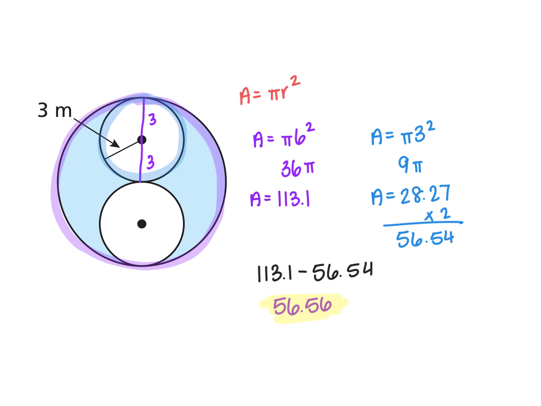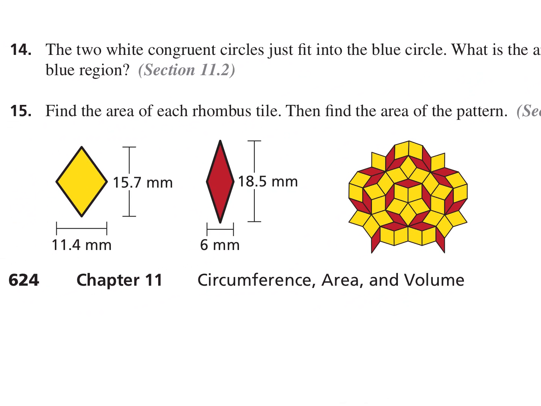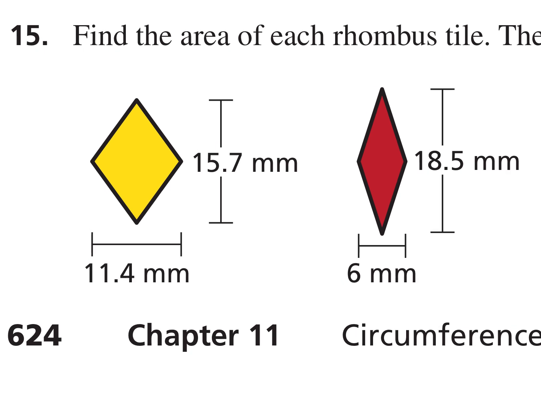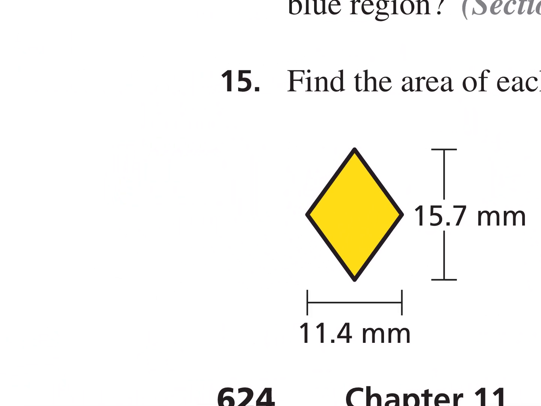All right, let's go ahead and go to the last question. Looking at the last question, they want you to find the area of each rhombus tile, then find the area of the pattern. This one was pretty easy. It may look confusing because of the pattern, but it shouldn't have been too hard. Looking at it, how do I find the area of a rhombus? My formula for area of a rhombus is either 1/2 diagonal 1 times diagonal 2, or diagonal 1 times diagonal 2 divided by 2. So that's what I'm going to go ahead and use for this one.